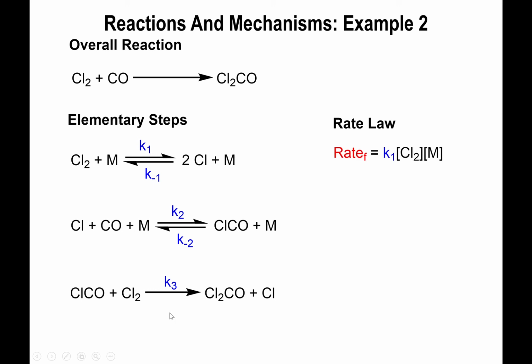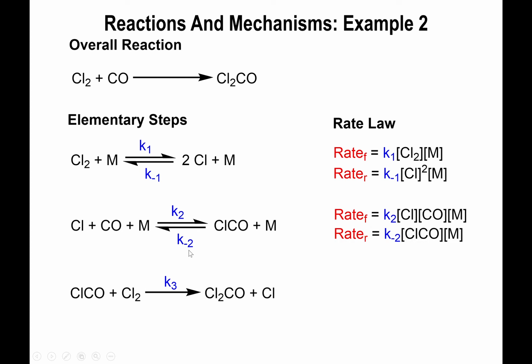And so you can write the rate forward for the first reaction, K1 times [Cl2] times [M]. You can write the rate backwards for the first reaction, K negative 1 times [M] times [Cl] to the second power. You can write the forward process for the second reaction, K2 times [M] times [CO] times [Cl]. The process backwards, K negative 2 times [M] times [ClCO]. And then for the final process, [ClCO] plus [Cl2] times K3.